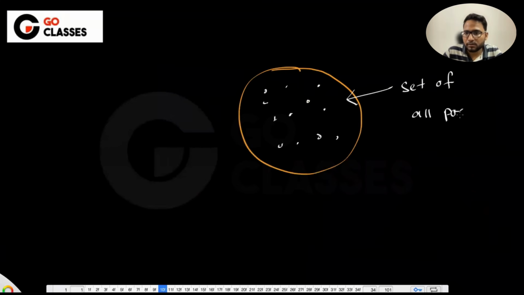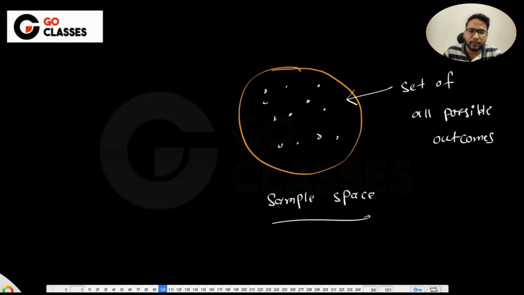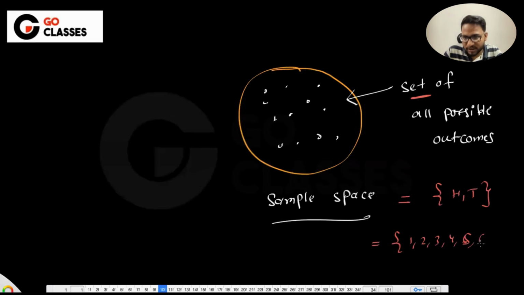Set of all possible outcomes. This is what we call sample space. And everything is a set. The good thing about probability theory is that everything will be in set notation. So the sample space for tossing a coin will be {head, tail}. This is a set. For tossing a dice it will be {1, 2, 3, 4, 5, 6}. Why? Because these are all the possible outcomes.